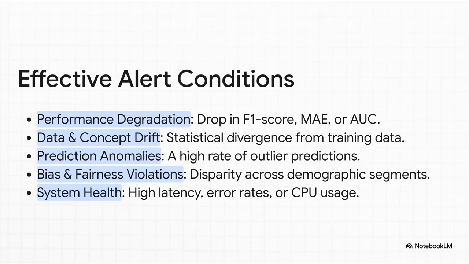What I love about this is how it covers the whole stack of potential problems. You've got your classic model performance stuff, like F1 score. Then you have data drift, which is basically the world changing underneath your model. You've got weird prediction patterns, really crucial bias checks, and of course, the health of the system itself, the infrastructure. A truly robust system is watching all of these things.